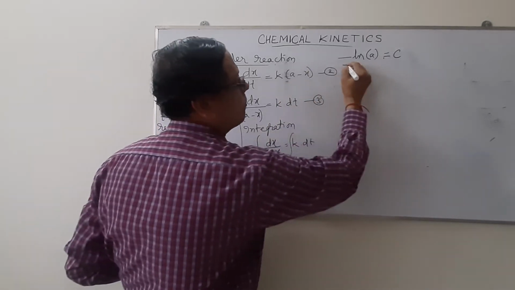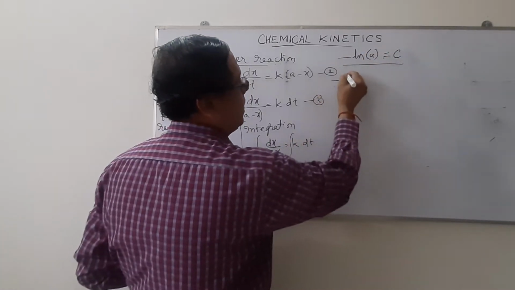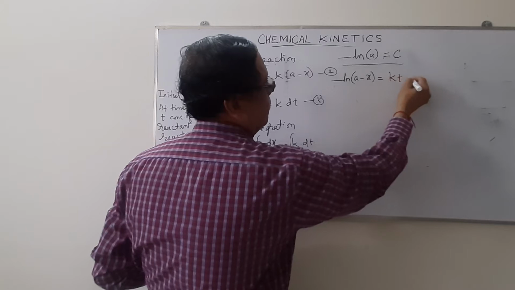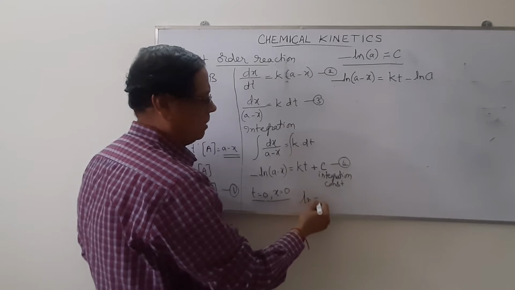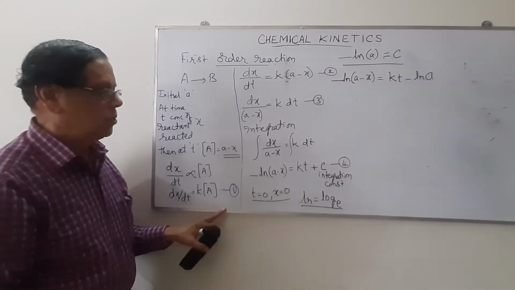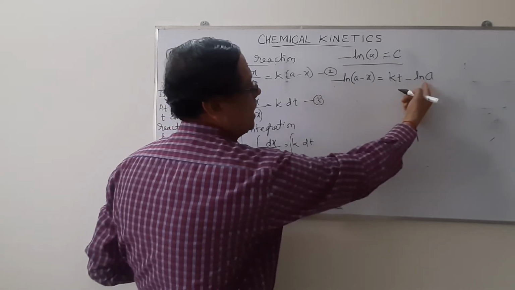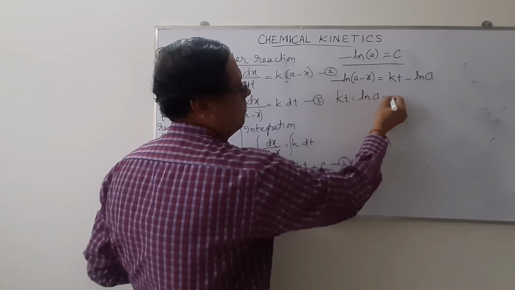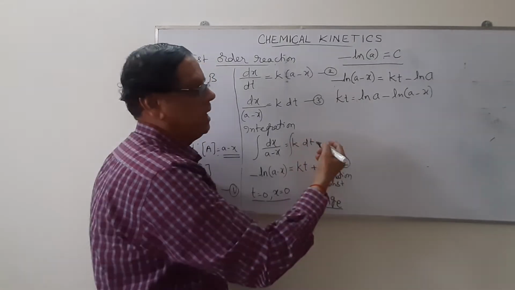Again substitute the value of C is equal to minus ln A in this equation. So we will get minus ln A minus X is equal to kt minus ln A. Here ln stands for logarithm to the base e. These are called the natural logarithms. So logarithm to the base e. When we take this logarithm to the base e, bring this ln A to the other side, we get kt is equal to ln A minus ln A minus X.